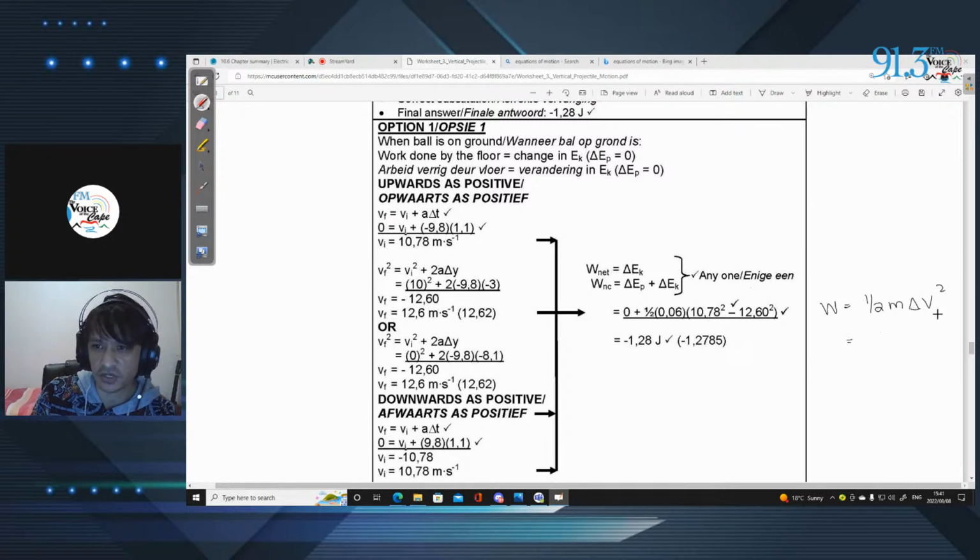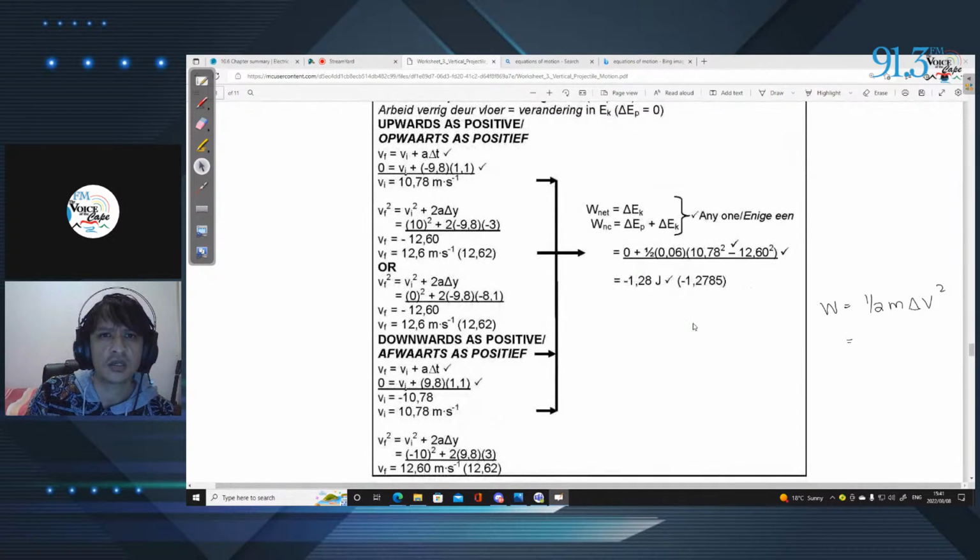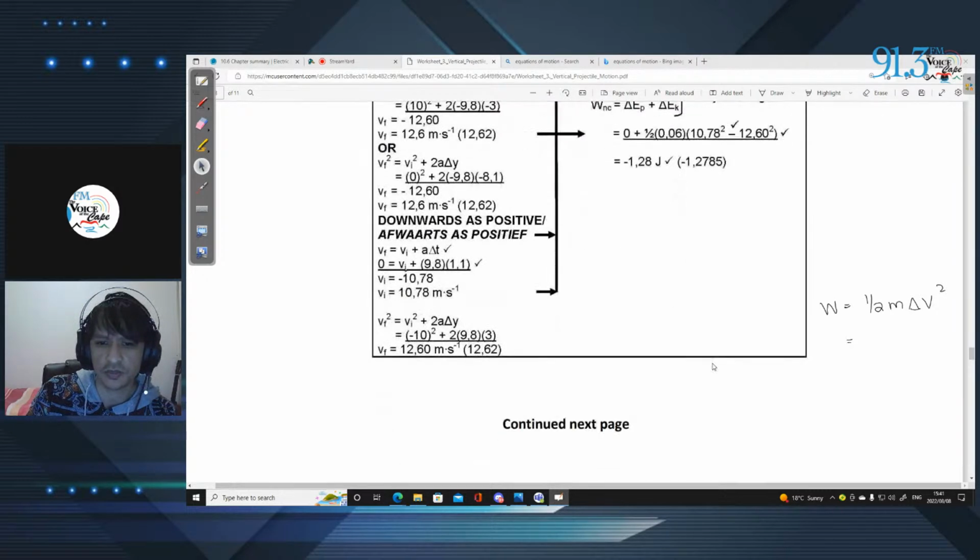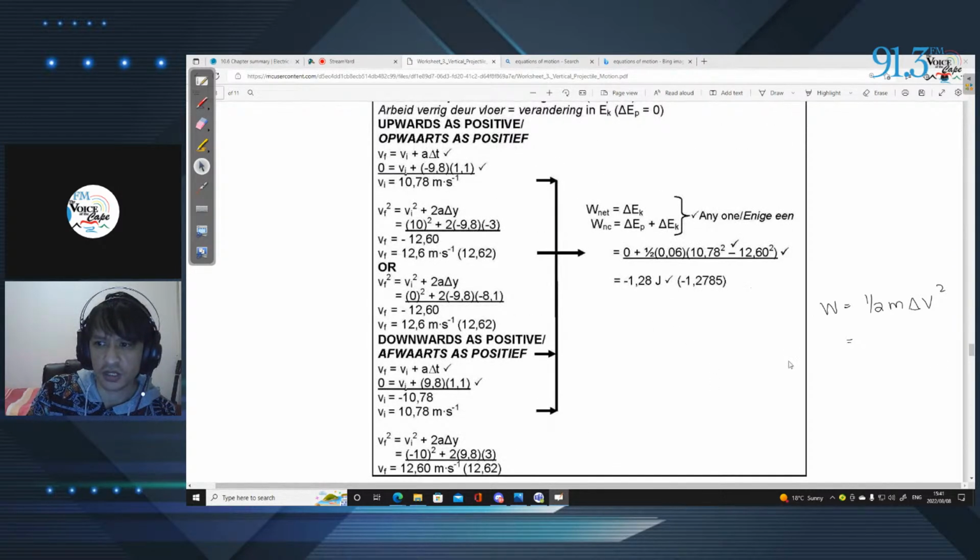So they went ahead and substituted these values in. Mass is 0.06. I believe they said 6 kilograms. So that's divided by 1,000. Let me just check. 0.06 times 1,000. Or was it 60 kilograms? I think it was 60. Let's just double check. I wish I didn't have to scroll down like this, but okay. All right, and then they substitute the values in and we get negative 1.28 joules. And that will be your final value for the energy.